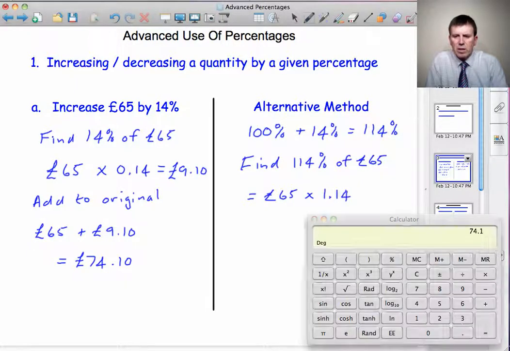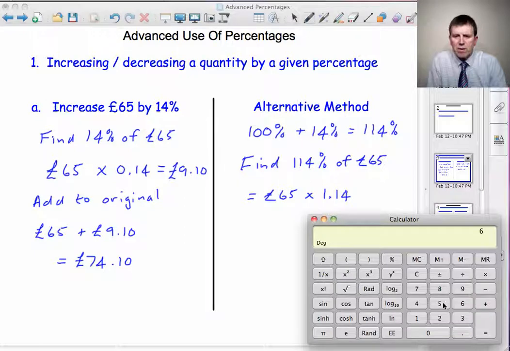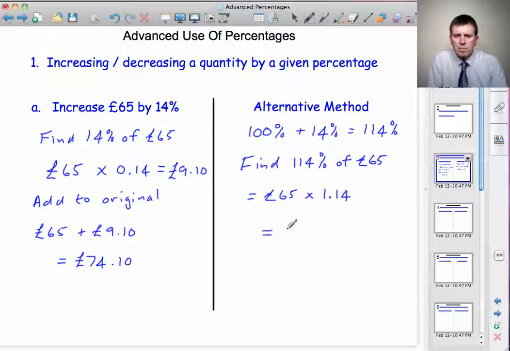If I get the calculator, 65 multiplied by 1.14 is equal to 74.1, which is £74.10. So we've got the same result.